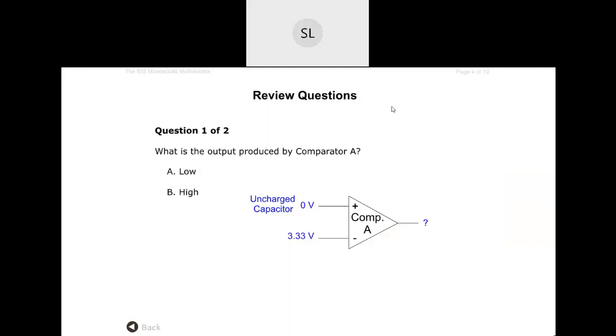so can anyone answer this question? What is the output produced by comparator A? Whether it will be high or low? For the given condition where the non-inverting input terminal is at 0 volts and inverting input terminal is at 3.33 volts, what will be the output of this comparator A? Whether it will be high or low? Low. Yes, it will be low. Very good.